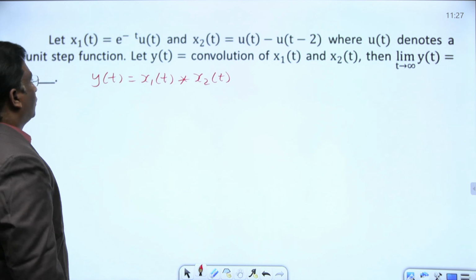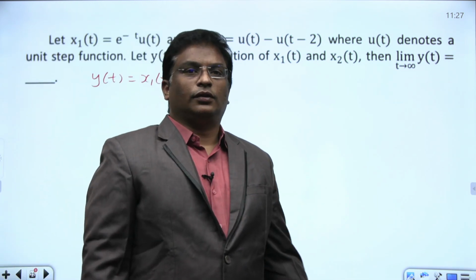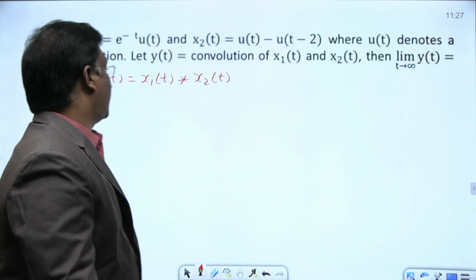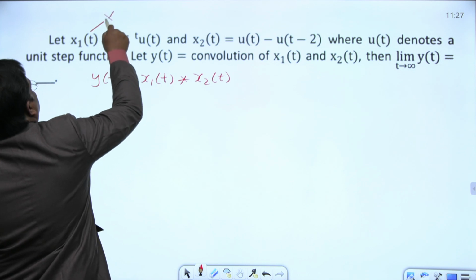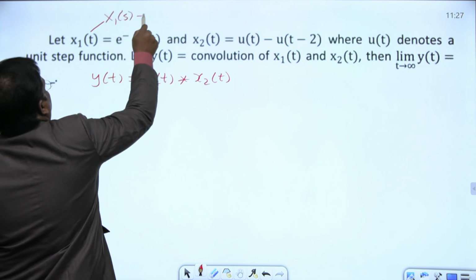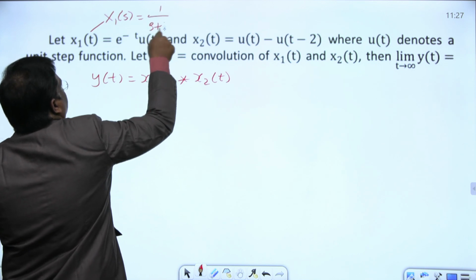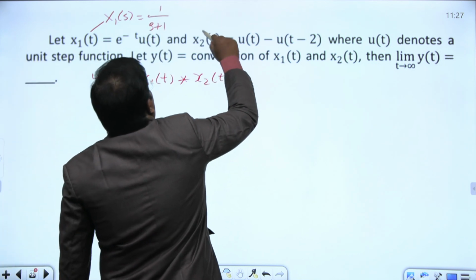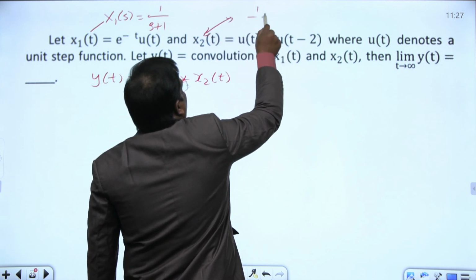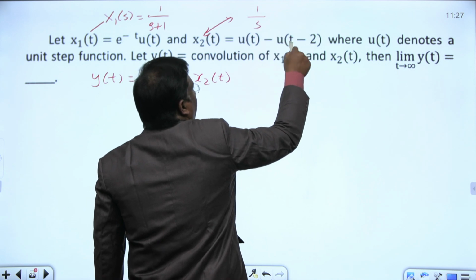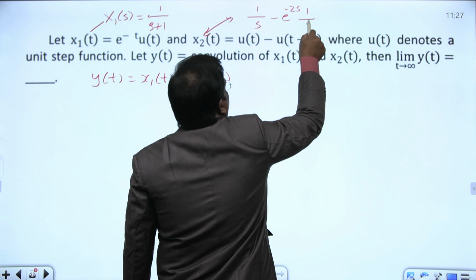Okay, let us do this question by using Laplace. Suppose x of t is given, then what is x1 of s here? The Laplace of e power minus t is nothing but 1 by s plus 1. For x2 of t, u of t minus u of t minus 2, the Laplace transform is: for u of t it is 1 by s, and delayed by 2 units it is e power minus 2s, 1 by s.